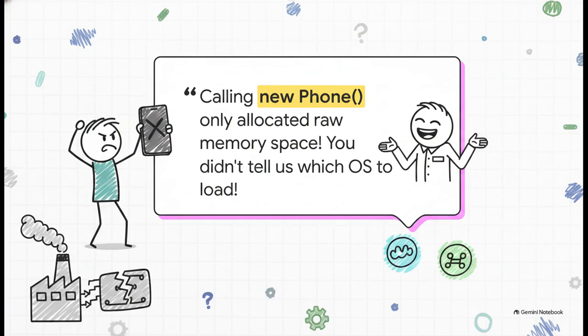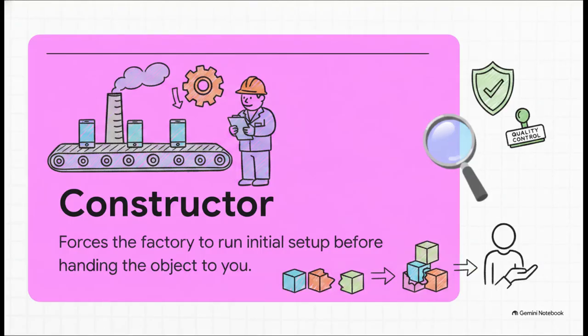I mean, it sounds totally ridiculous in the real world, but honestly, this is exactly what happens in Java if you aren't paying attention. Your object is fundamentally broken right out of the gate because you didn't tell the factory how to set it up. And that right there is exactly why we need constructors. You can think of them as your code's ultimate quality control on the assembly line. It's this strict mechanism that literally forces the factory, which is your computer's memory, to run an initial setup before handing the object over to you or anyone else using your code. No more empty shells. It absolutely guarantees the OS is installed before that phone ever leaves the factory floor.